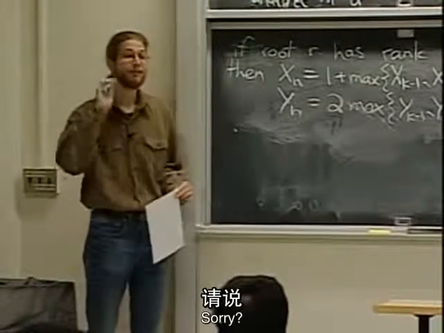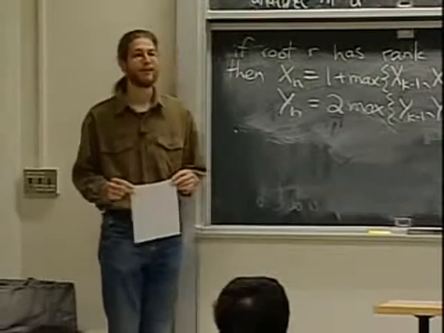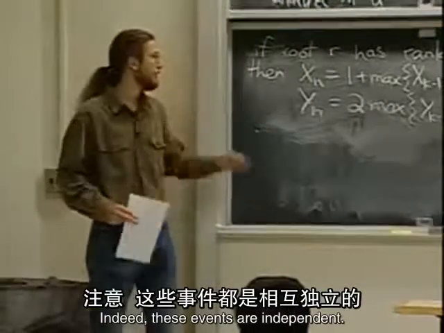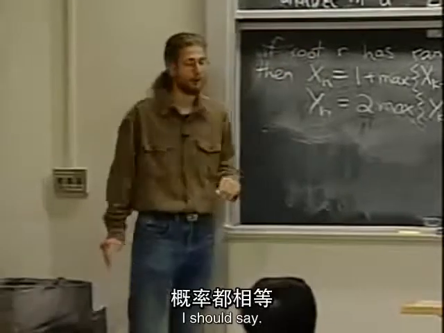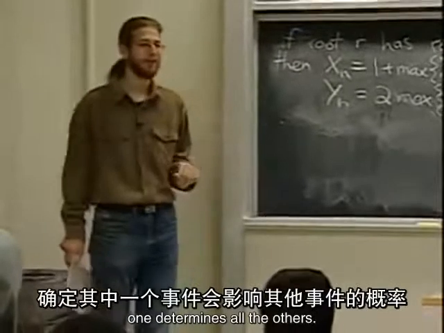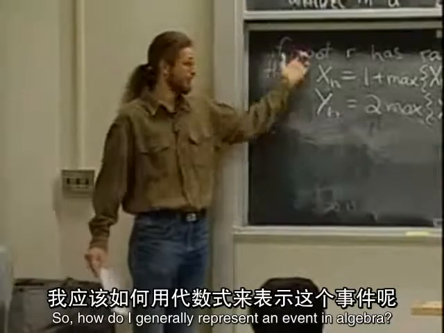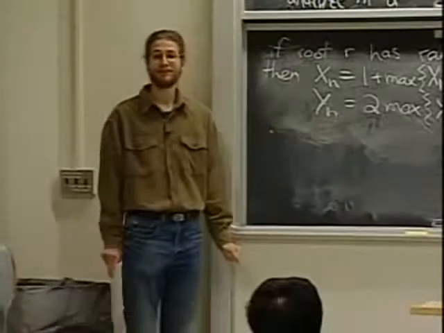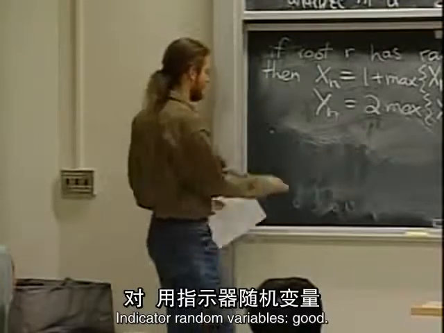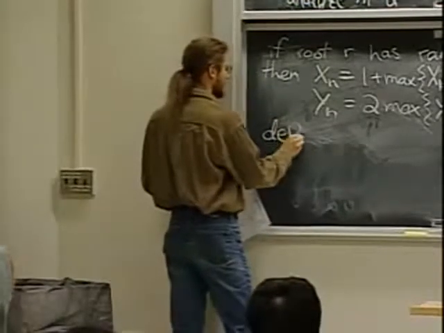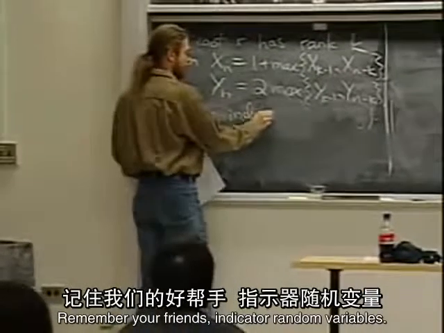Divide by the probability of the event, more or less. Indeed. These events are all equally likely, but they're not independent. In fact, one determines all the others. So how do I generally represent an event in algebra? Indicator random variables. Good. Remember your friends, indicator random variables.